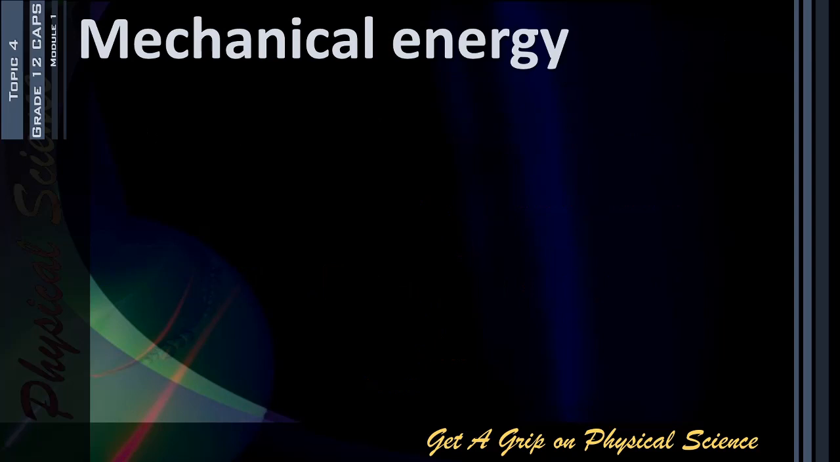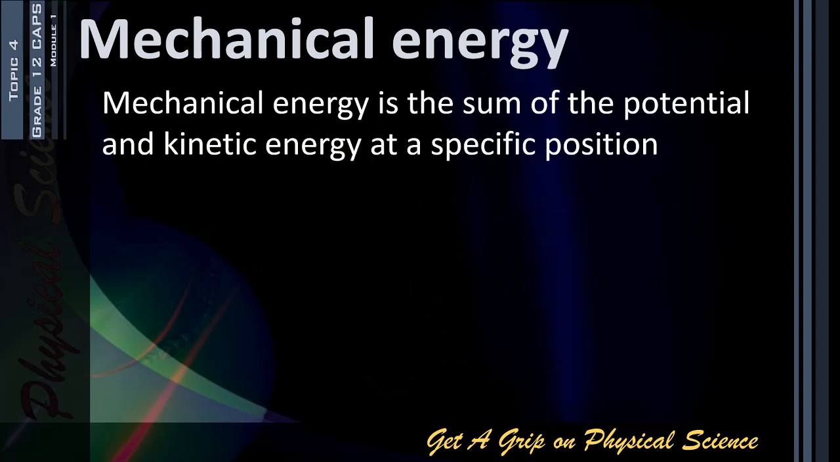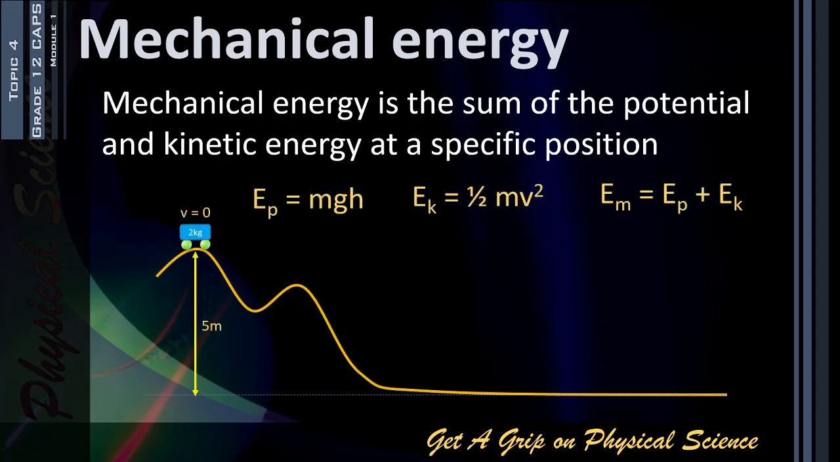The third type of energy that you've learned about is mechanical energy. And you will remember that mechanical energy is the sum of the potential and the kinetic energy at any specific position. So what does all of this mean? If you have a trolley that's running on a frictionless trolley track, we will be able to calculate the potential energy, the kinetic energy, and the mechanical energy of this trolley on this trolley track.